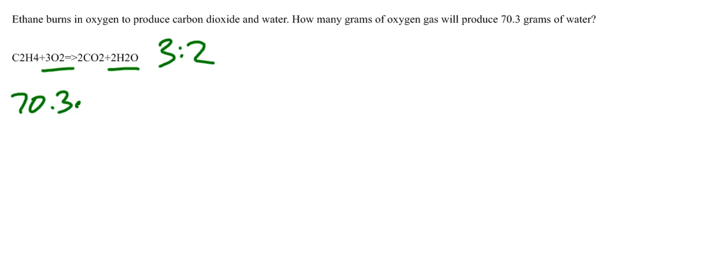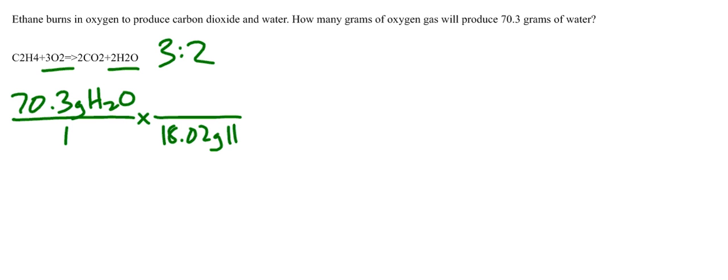So start with what I'm given: 70.3 grams of water divided by 1. Then I'm going to have 18.02 grams of water, that's the molar mass of water, for every 1 mole of water.